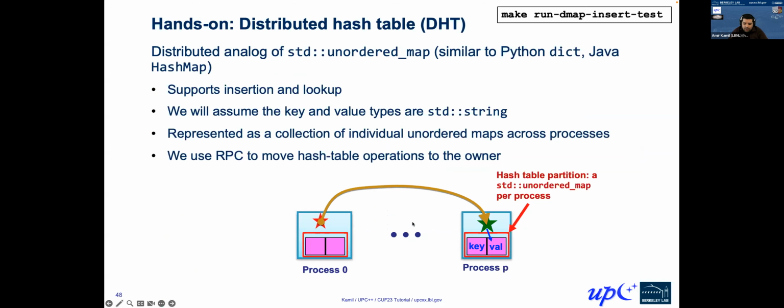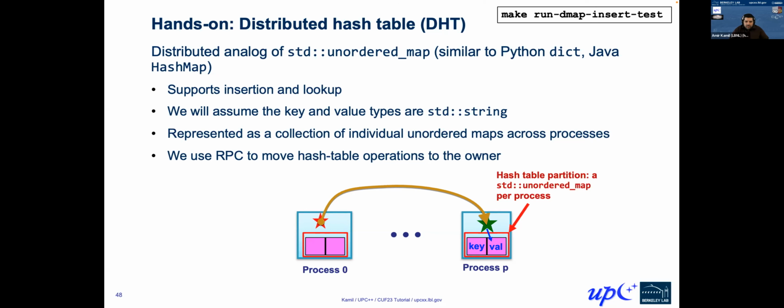All right, another example that we can do with distributed objects is a distributed hash table, which is actually a data structure that's really important for the metagenomics application that hopefully I'll get a chance to talk about in a few minutes. Essentially this is the distributed analog of std::unordered_map, which is a hash table in C++, or if you're familiar with Python, a dictionary. We associate keys with values, and we want to be able to insert key value pairs into our table. We want to be able to look up the value associated with a key.